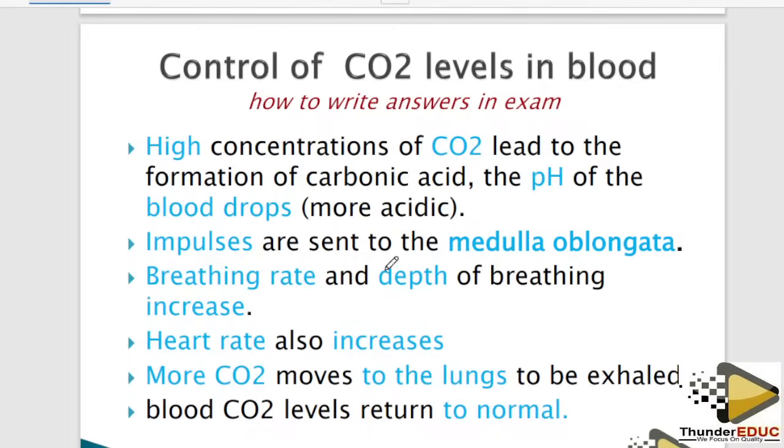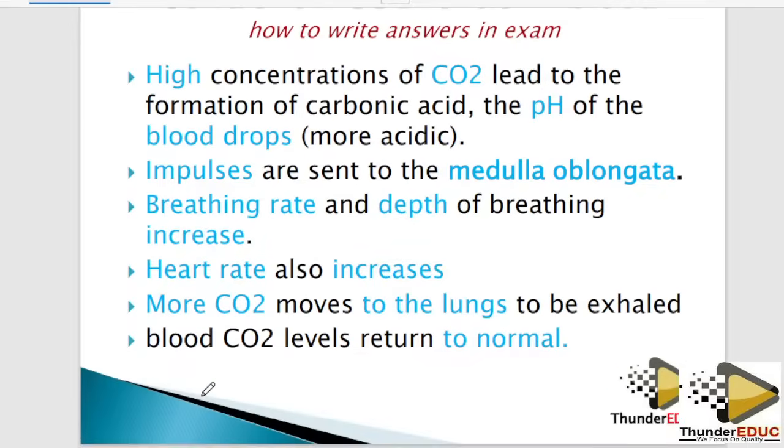The impulse is sent to the medulla oblongata, and the breathing rate and the depth of breathing increase. The heart rate also increases, and more carbon dioxide moves to the lungs, so that it is exhaled. Expelled, yes, breathe out. All those words can be used concurrently. Then the blood carbon dioxide level returns to normal. Simple.